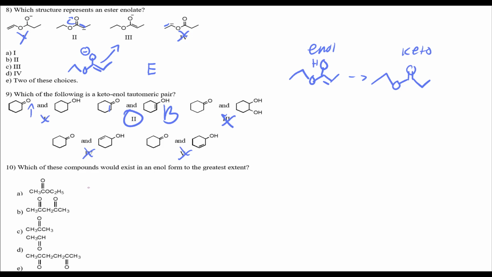Number 10, which of these compounds would exist in an enol form to the greatest extent? Let's draw out these compounds. All right, so these are the compounds drawn out. Which one would form an enolate more rapidly? Answer choice B would be the correct answer choice. Of course, because I've said it 3 times already, this hydrogen right here would be between these 2 withdrawing groups, making it more acidic and more available to do enolate formation. So that should be the correct answer choice.